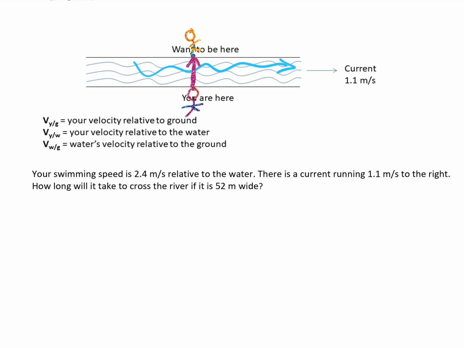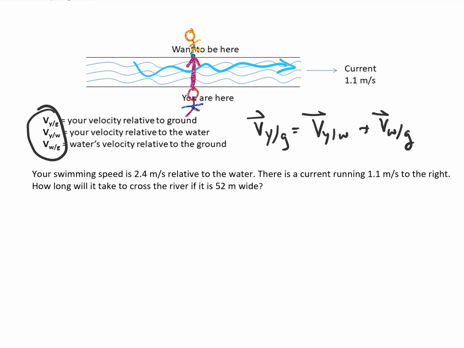We're going to use these variables to indicate our velocities: our velocity relative to the ground, our velocity relative to the water, or the water's velocity relative to the ground, and we can use our Galilean velocity transformation equation to relate these. So our velocity relative to the ground has to be equal to our velocity relative to the water plus the velocity of the water relative to the ground.